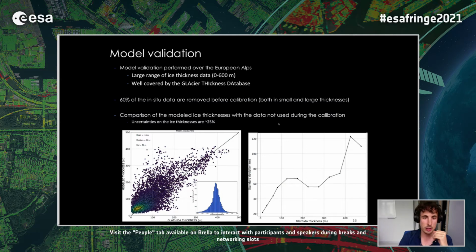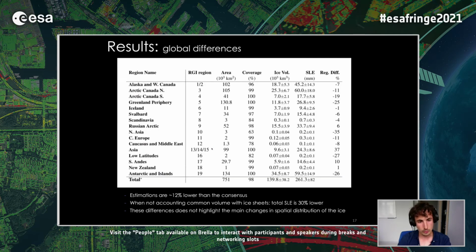We have a lot of ice thickness observations. So basically, it's really simple. What we do is that we run the thickness model and we calibrate it with only 40% of the data. Then we compare the results with the remaining 60% of the data. And we found a standard deviation of 50 meters with a mean difference with in-situ observations of 15 meters, which is comparable to what we obtain if we use all in-situ data, meaning that we do not particularly overfit the observations.